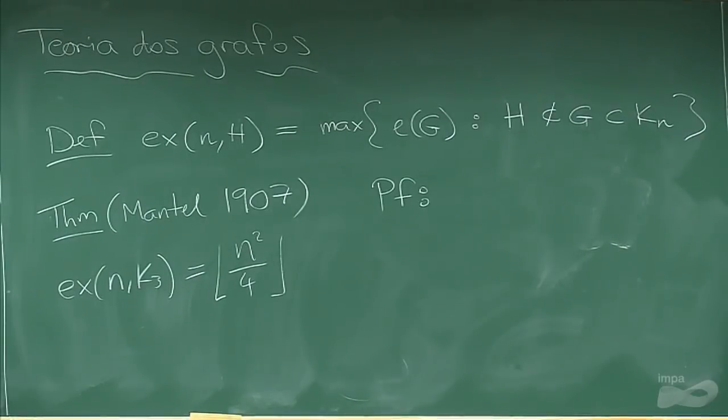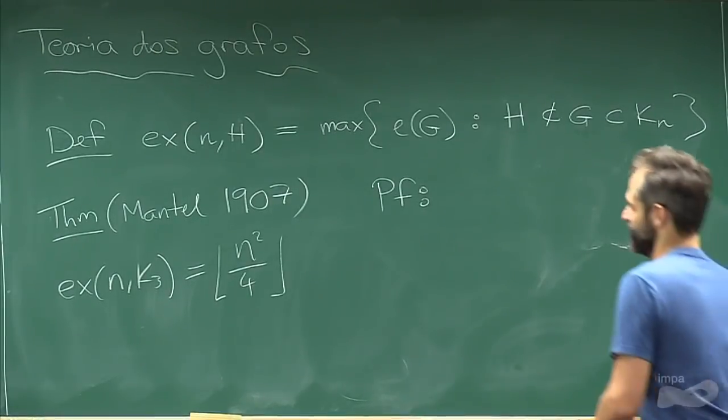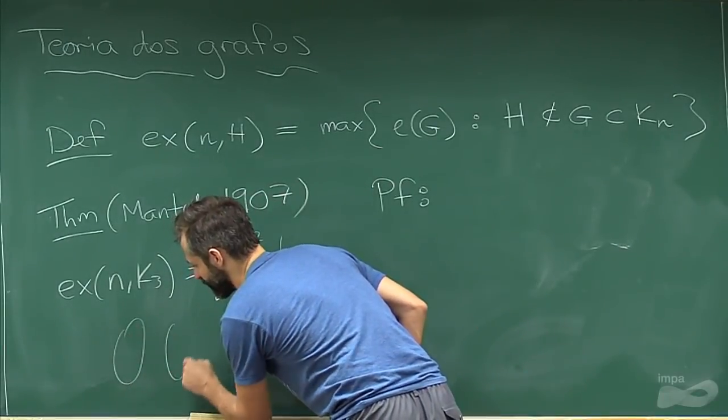Well, there's lots of ways to prove it, but let's think. So what do we want to show? We've shown the lower bound. The lower bound is just a complete bipartite graph. So I'm going to draw a complete bipartite graph in general like this.